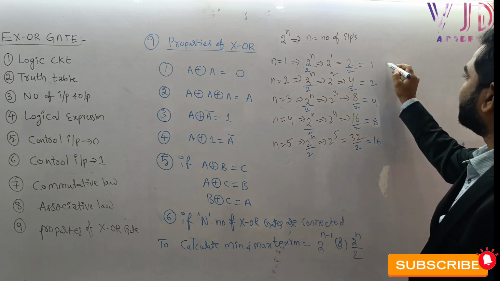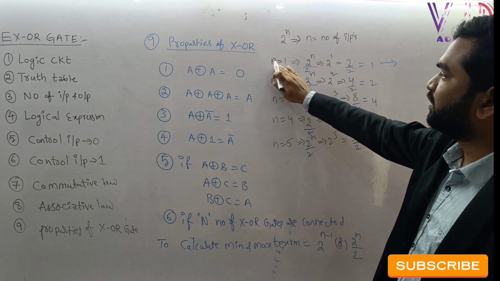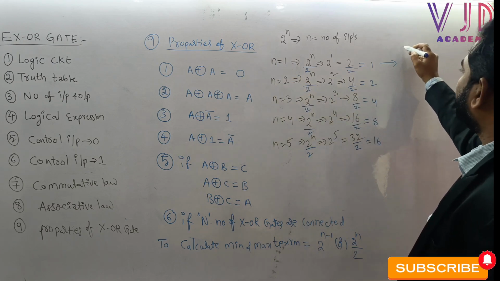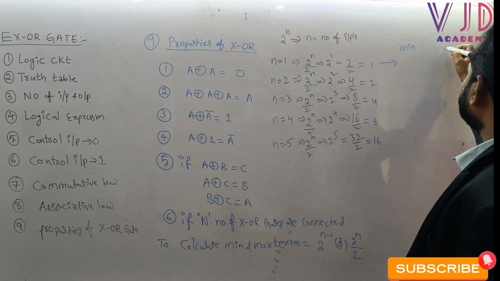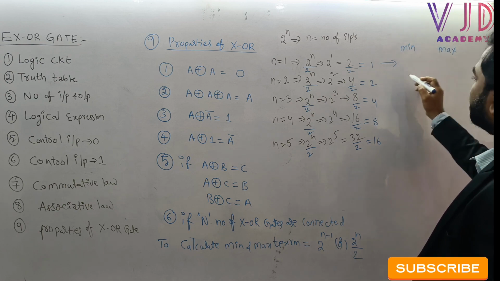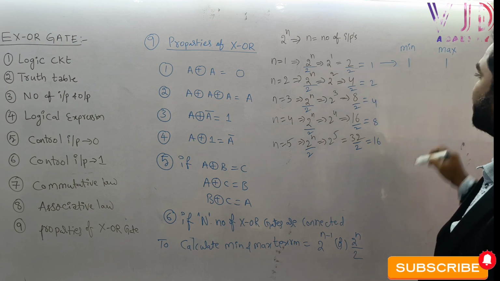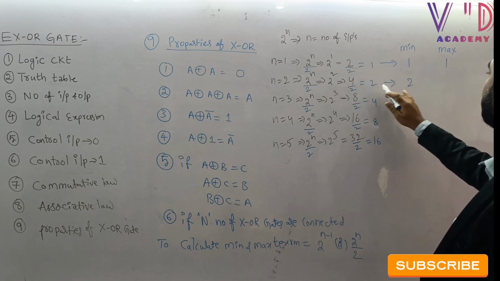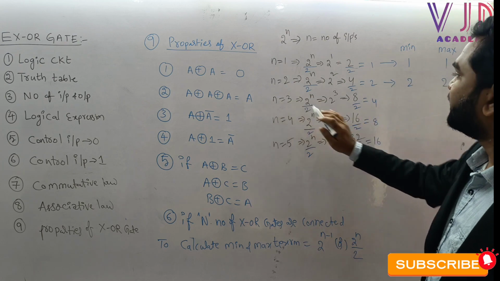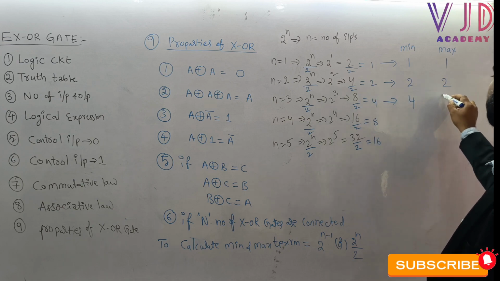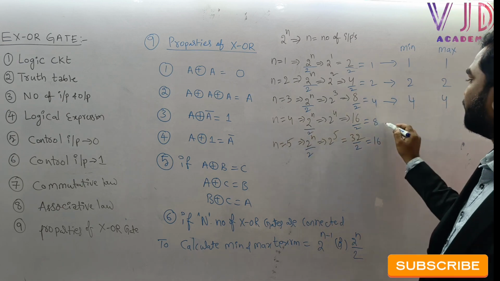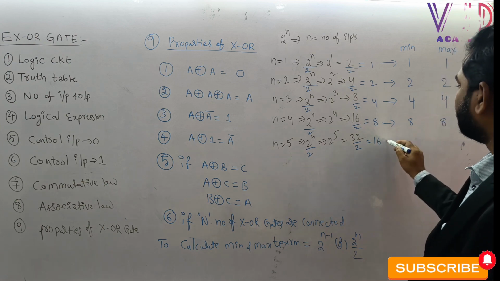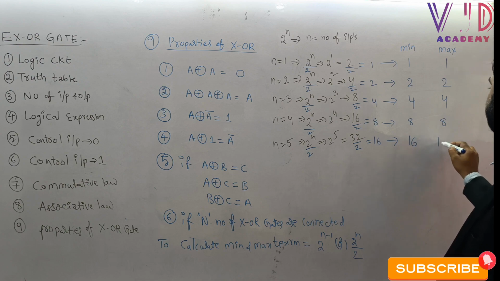So for input n equal to 1, we have one min term and one max term. For n equal to 2, we have 2 min terms and 2 max terms. For n equal to 3, we have 4 min terms and 4 max terms. For n equal to 4, we have 8 min terms and 8 max terms. For n equal to 5, we have 16 min terms and 16 max terms.